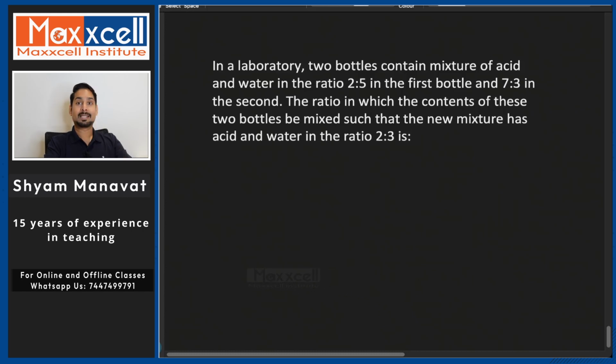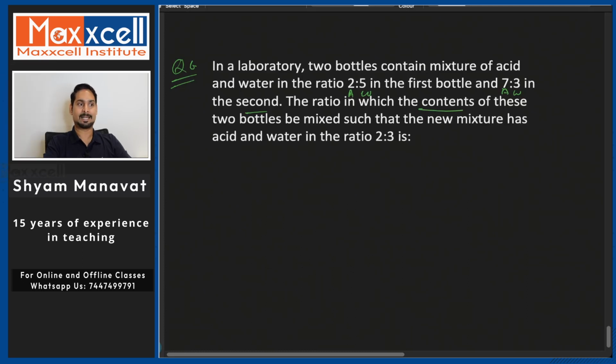Keep remembering the lesson from the previous question. So question number 6. In a laboratory, 2 bottles contain a mixture of acid and water. This is a very interesting question. Don't skip it. In the first bottle, the ratio of acid to water is 2:5, and in the second bottle it is 7:3.